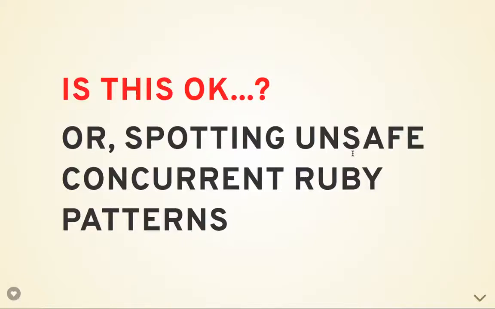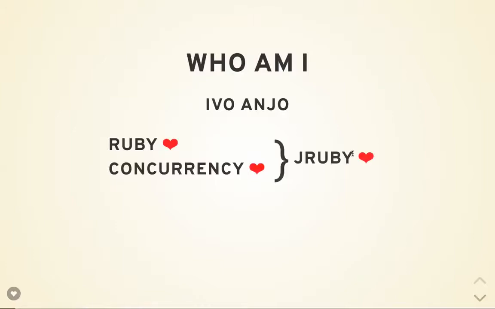And who am I? My name is Ivo Anjo, as Raul said. I'm a Ruby lover. When I joined Talkdesk, I had written maybe 20 lines of Ruby before, but I really enjoyed working in it for almost 3 years. So I became a really big fan. I'm also a concurrency lover, and so I'm a JRuby lover, which probably is not news to the people who know me, but for those of you that don't, yay.